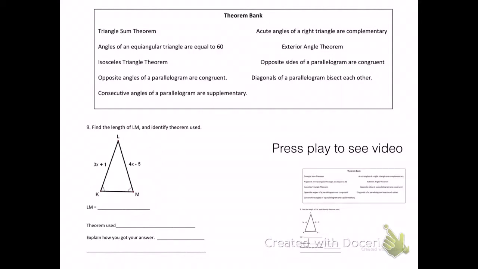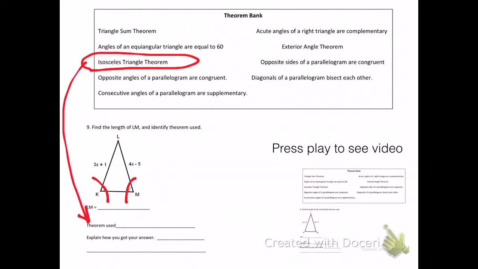Number 9, find the length of LM. Identify the theorem used. Okay, again, in this picture I noticed that I have angle K and angle M marked congruent. So if I have two congruent angles, then again, I'm going to use the isosceles triangle theorem, which says if I have two congruent angles, then I have two equal sides. So I would say 3x plus 1 is equal to 4x minus 5, and you want to solve by combining your like terms.